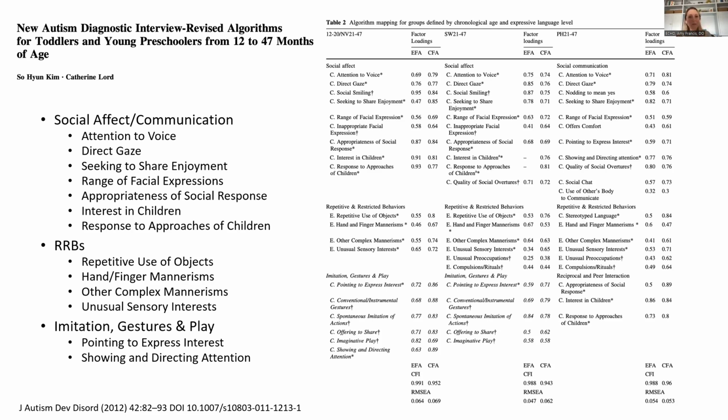They mapped it onto age and language level. So the left-hand column is age 12 to 20 months, and nonverbal kiddos from 21 to 47 months. The middle column is single words, so that's SW, 21 to 47 months. And then the third column is phrase speech, 21 to 47 months. I'm not expecting you guys to memorize that and pull those items for the kiddo who fits into that category, but I just wanted to let you know where the high yield information is going to be.